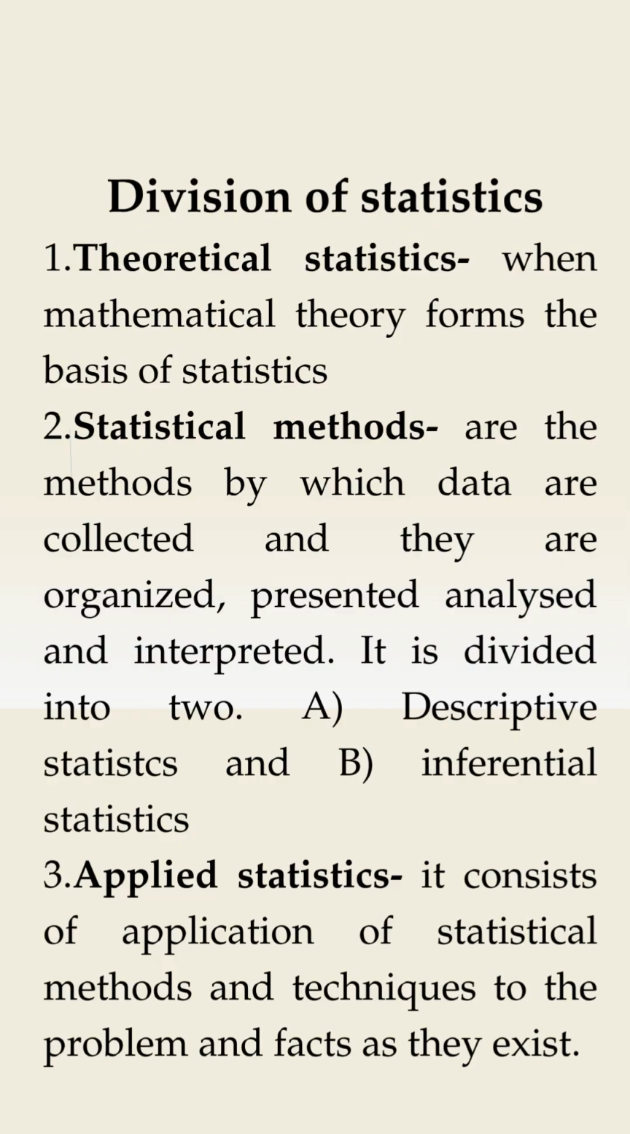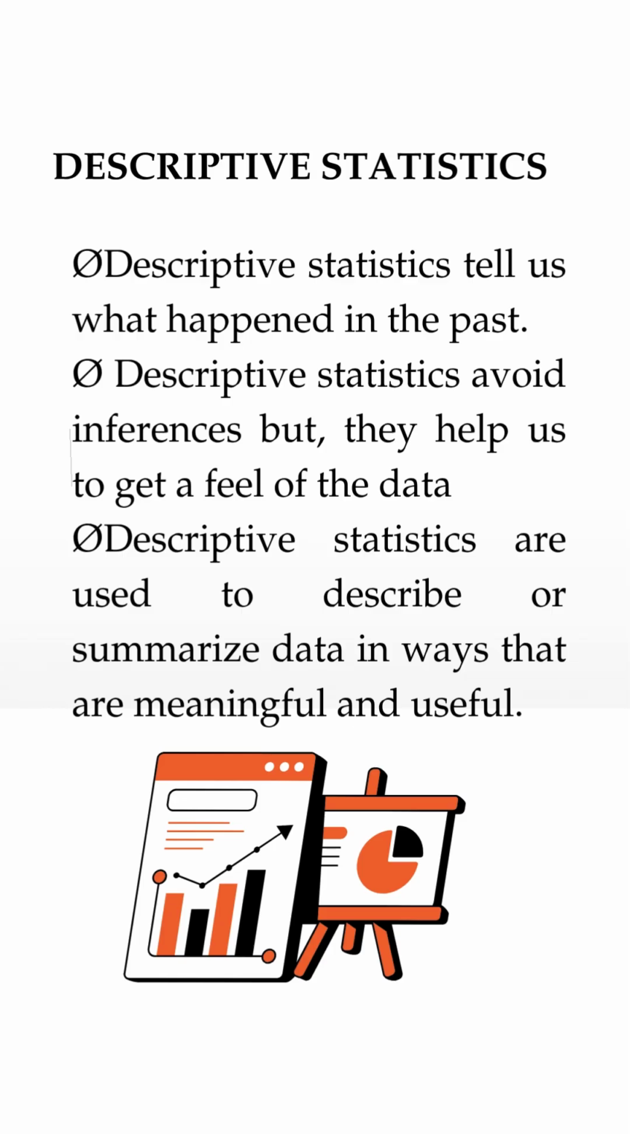Statistics is divided mainly into three: theoretical statistics, statistical methods, and applied statistics. Theoretical statistics is the mathematical theory, and statistical methods are the various techniques which we apply in order to get inference about the data. Applied statistics consists of the application of statistical methods.